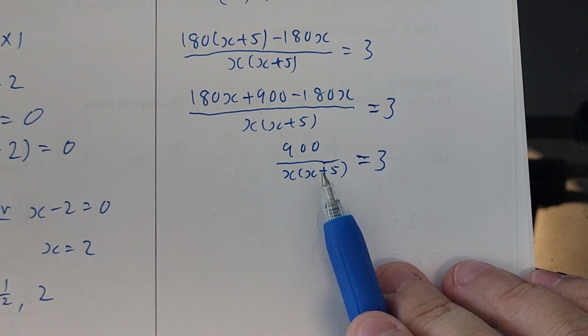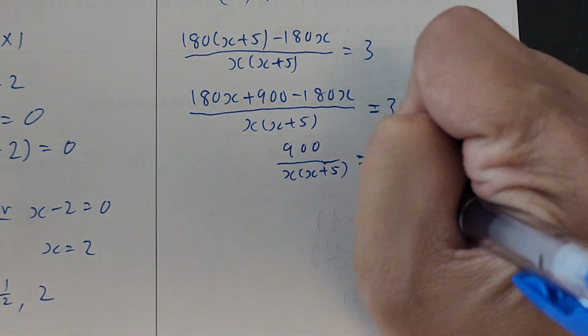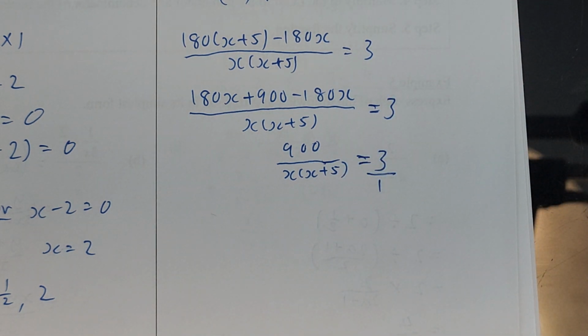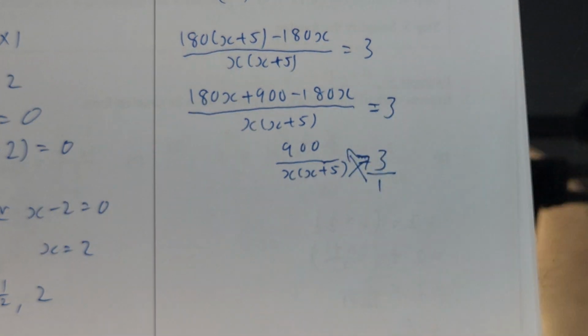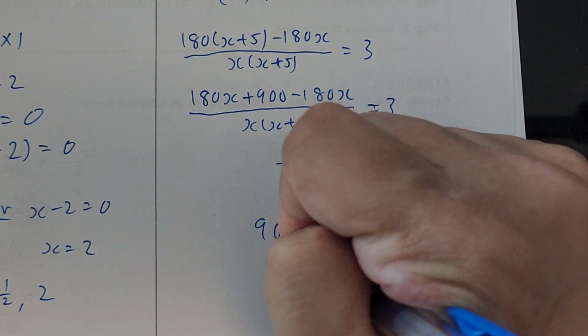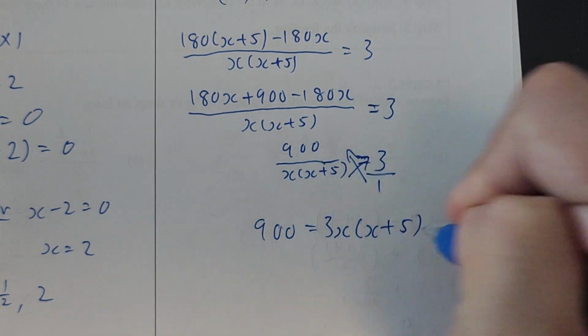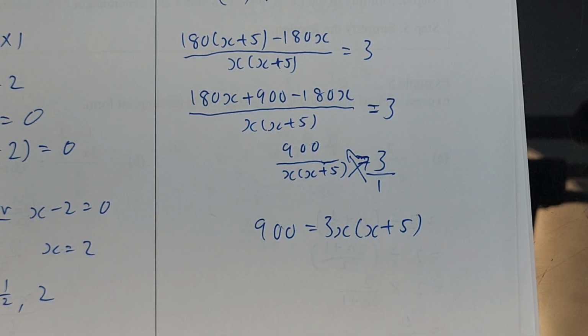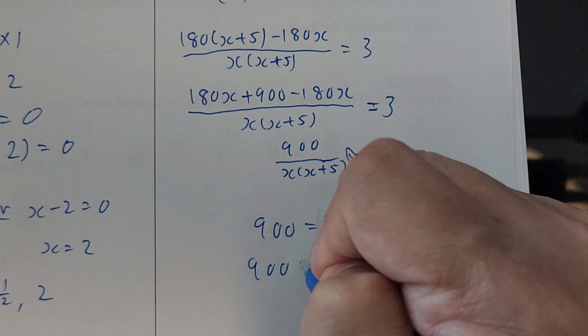And now you see 1 fraction on each side. Well, the 3, yes, it's a fraction. A whole number is a fraction. It's 3 over 1, remember? Then I do cross multiply. Left with 900 equals to 3x, x plus 5. When you cross multiply, for starters, don't be in a hurry to do expansion, because cross multiply is actually quite a complex step.